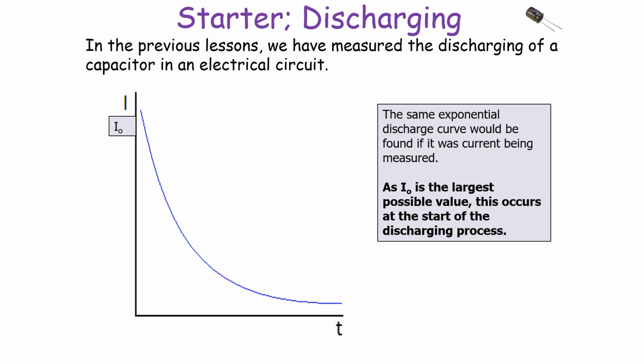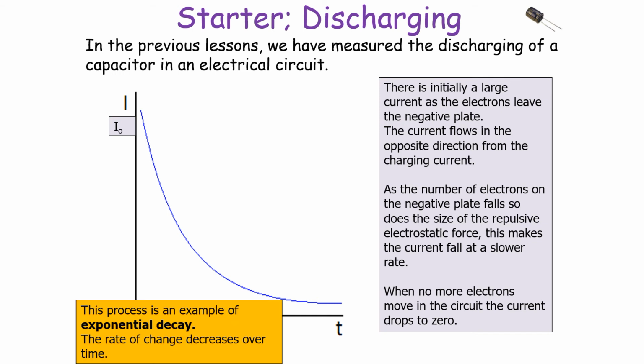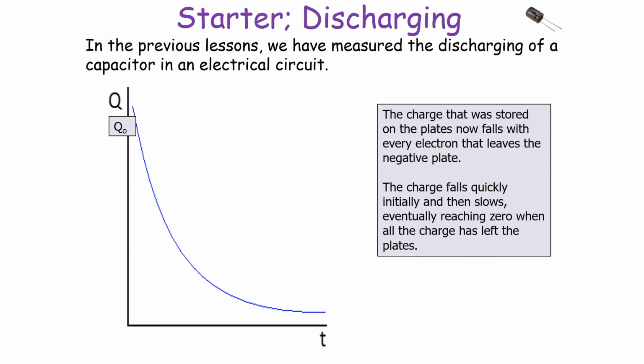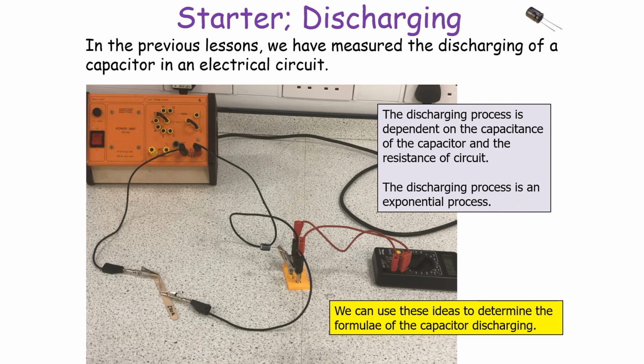Now if we look at the current graph, it's actually the same discharge curve as if it was current being measured. Again, I0 is the largest possible value measured and occurs at the start of the discharging process. Now this occurs because at the start there's a great number of electrons on the negative plate which then leave the capacitor giving a high current, but over time no more electrons move in the circuit, the current drops to zero. It's again an example of exponential decay, and we've got the same idea for Q0 here, the charge falling initially and then slows, eventually reaching zero when all the charge has left the plates.